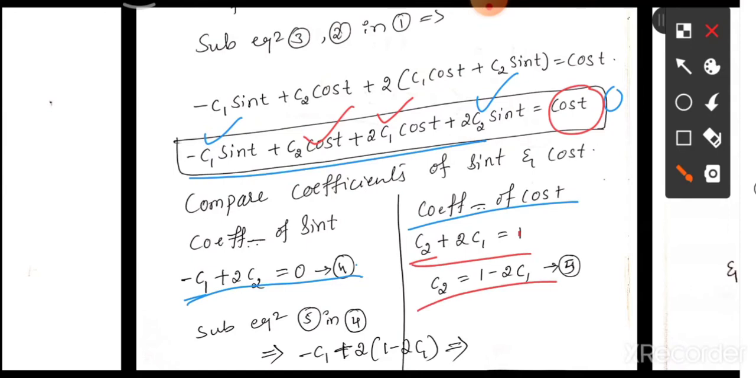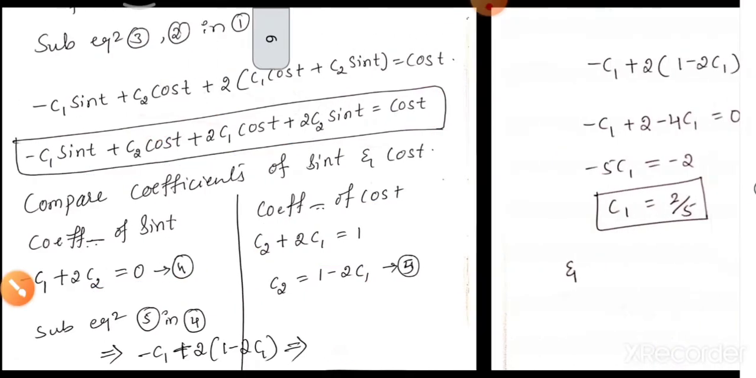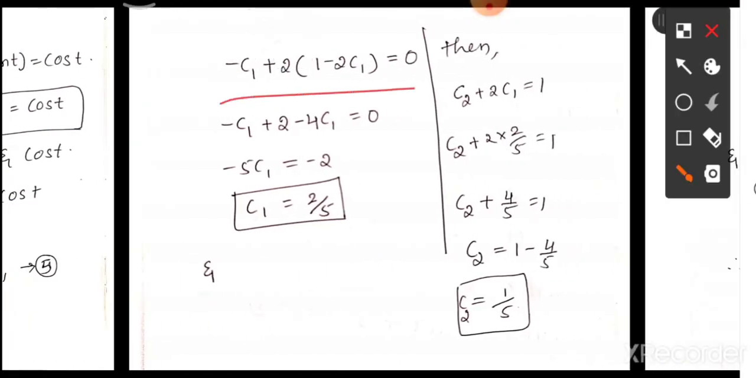So what we can do is, two variables, two equations we have. You can solve directly or you can simplify like this also. C2 equal to, you can take, is nothing but 1 minus 2 c1. Substitute this in the fourth equation. Simplify that. If you simplify by substituting those values, you get c1 equal to 2 by 5.